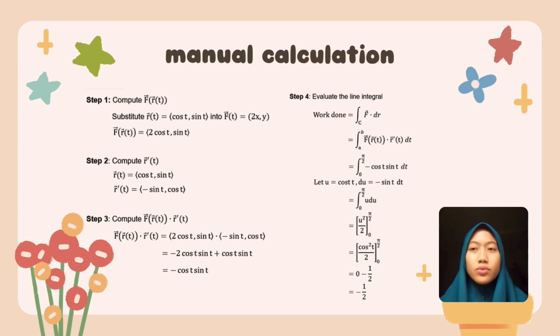Next, for step 2, we need to compute r prime of t by differentiating the function r, so that we get the answer negative sin t, cos t. For step 3, we need to compute the dot product of F of r of t and r prime of t, and the answer is negative cos t sin t. And the last step is we need to evaluate the line integral by using the equation work done equals the integral of F dot dr, and the final answer is negative 1 over 2.